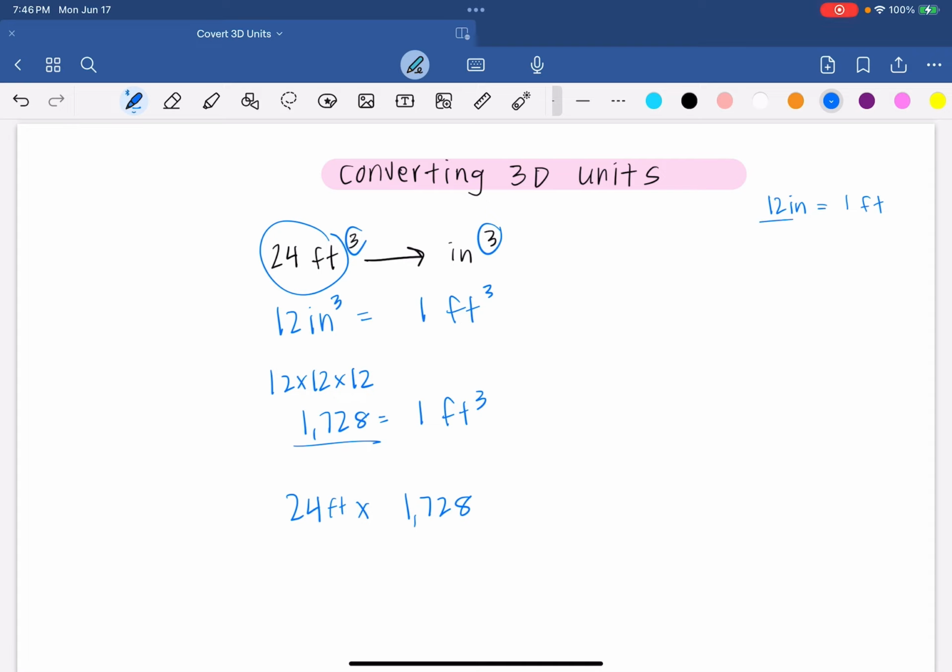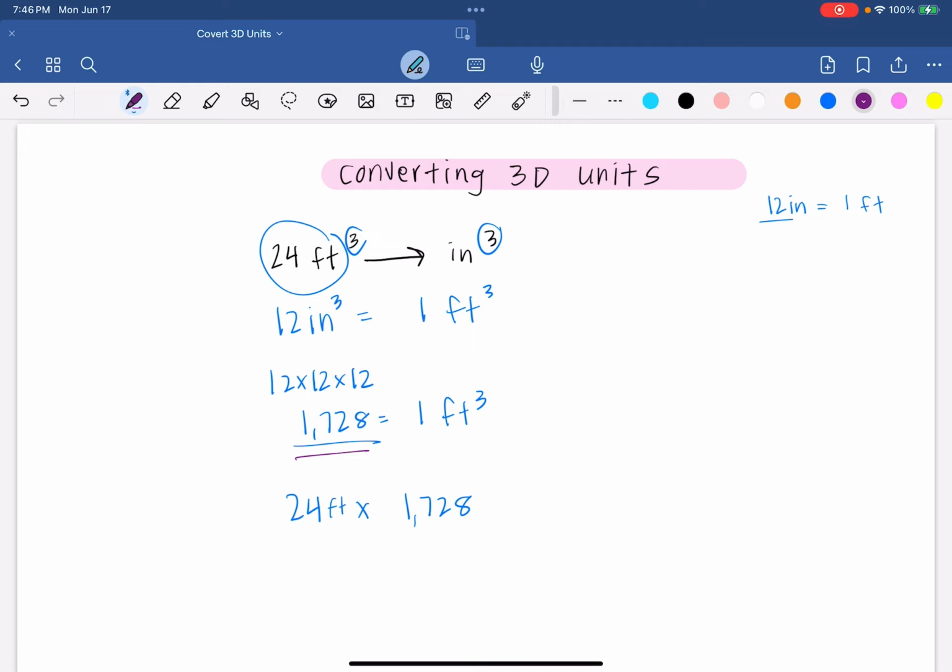because we already scaled our 12 inches, which is our original scale. Because if I was just doing 24 feet and not cubing it, then I would just worry about my 12. But since we cubed it, we are just worried about this new number, 1,728, because that's 12 cubed. So I'm going to do 24 feet times 1,728. Again, for the sake of time, I am going to be using my calculator.